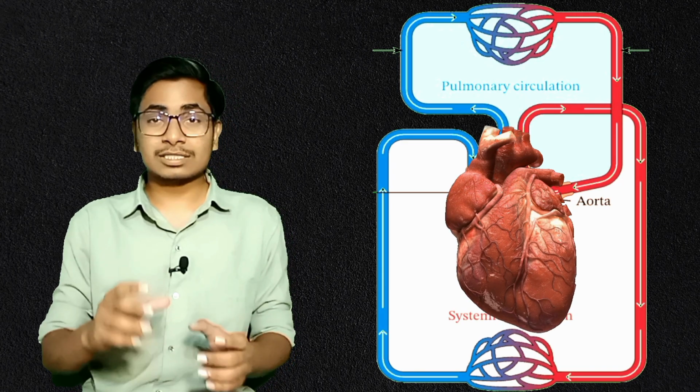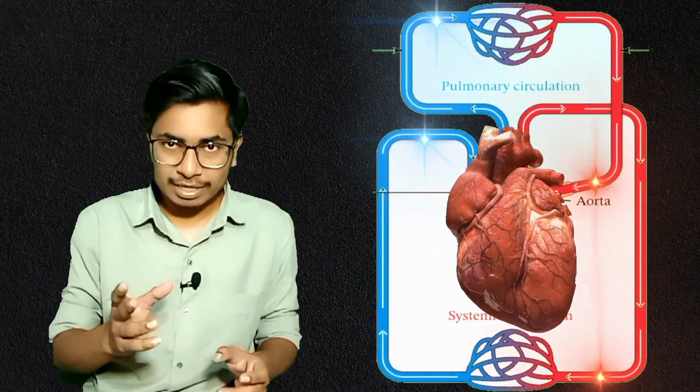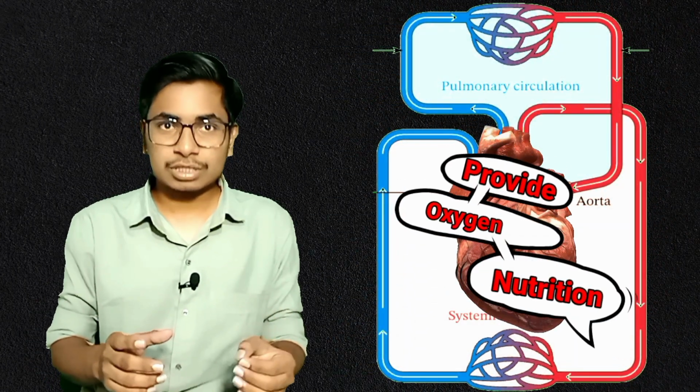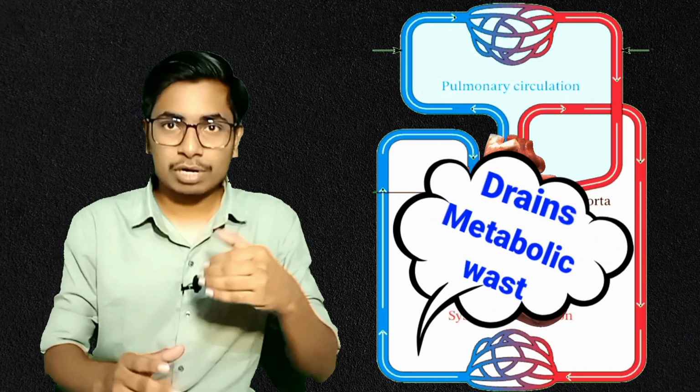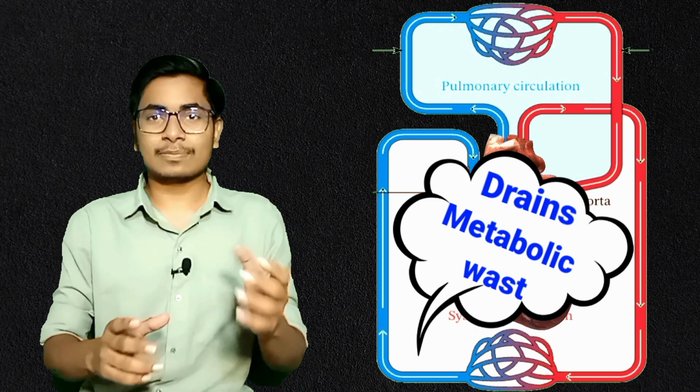Now the first question arises: why do we learn about the heart, and what is the importance of the heart? The first and foremost importance of the heart is that it acts as a powerful pump that circulates the blood throughout the body and provides oxygen and nutrition to the body tissues and organs, and at the same time it drains metabolic waste products from those tissues and organs.